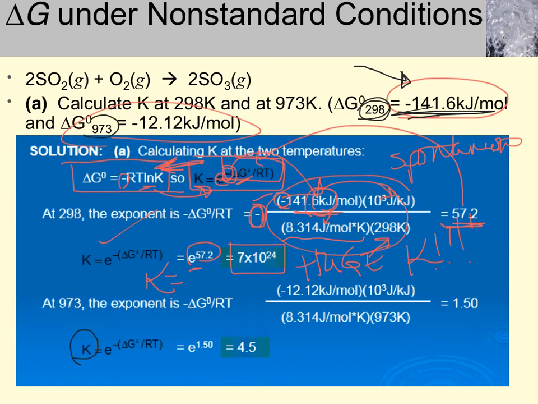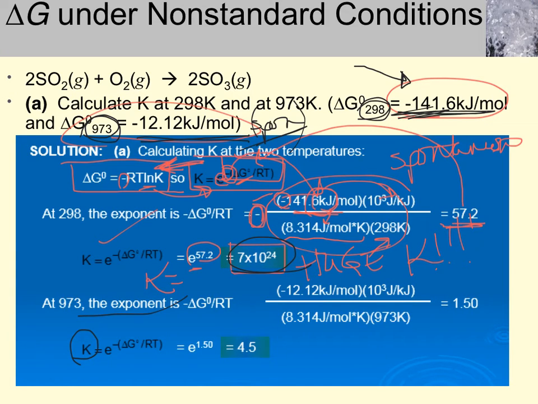Now, at an even higher temperature, what happens to delta G? The magnitude of it is much smaller. Okay, it's less negative. Okay, it's still spontaneous because it's a negative value, but negative 12 is a whole lot less than negative 141. Okay, so again, it is spontaneous, but I expect its K to be quite a bit smaller than 7 times 10 to the 24th.